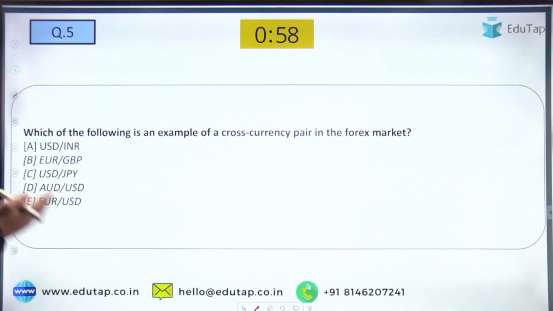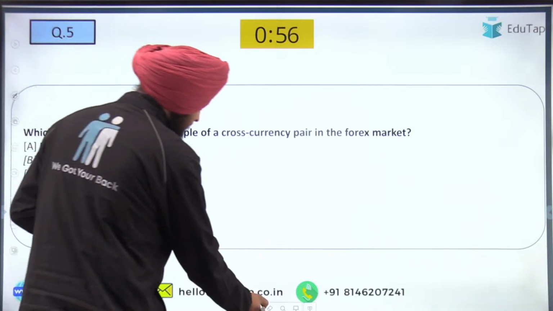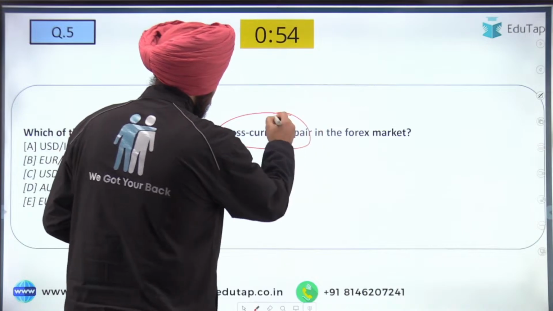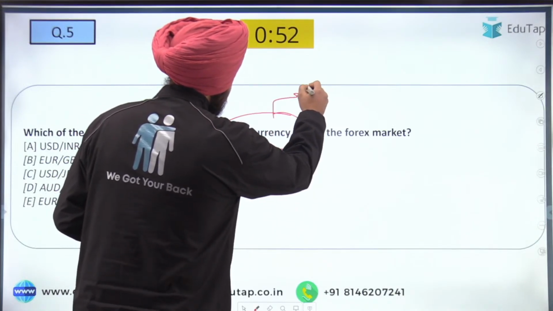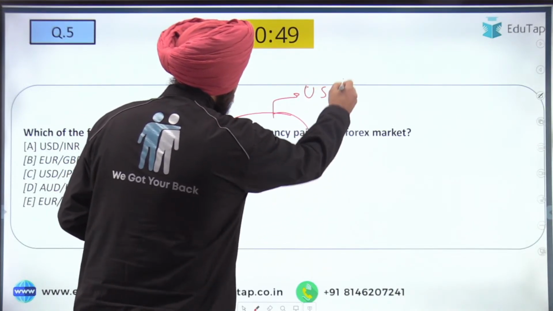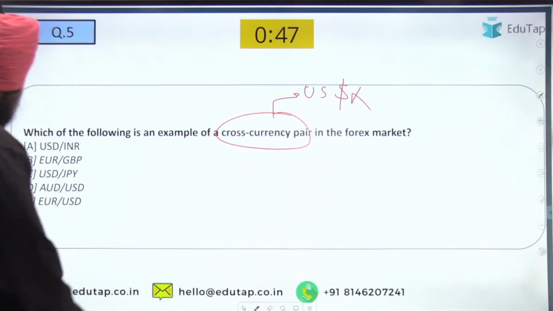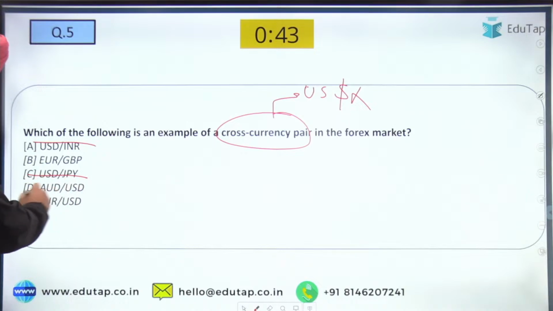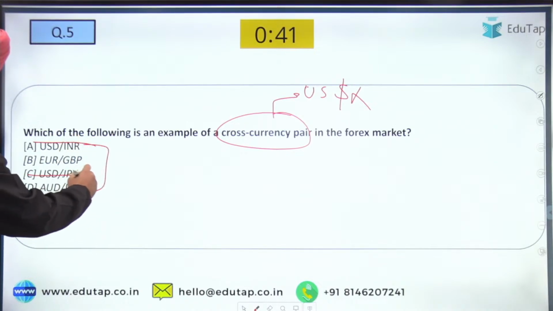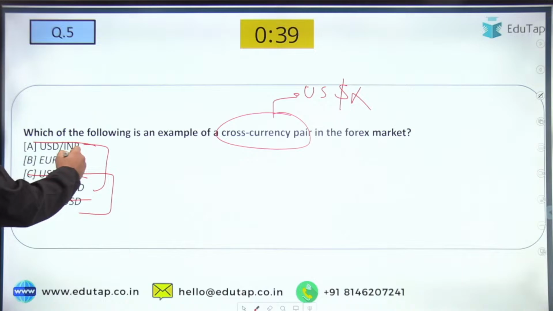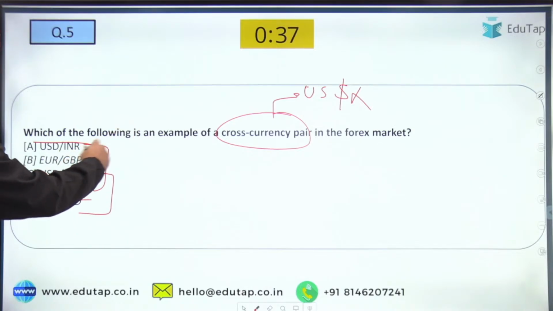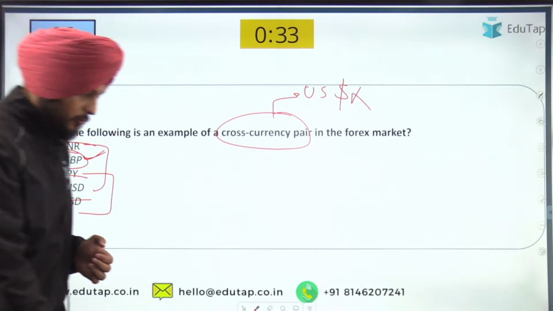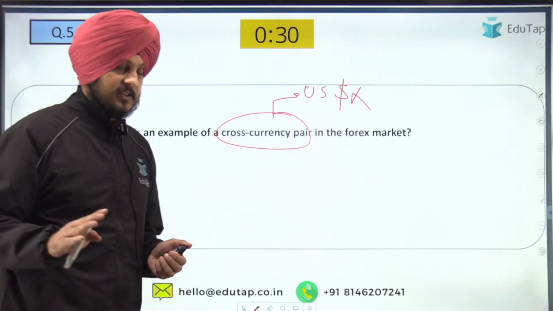So basically, what do we understand by cross-currency pair? Cross-currency pair means the exchange between two currencies that does not include the US dollar as a part of it. So if you see these options, easily you can eliminate option A, option C, option D and option E, because all these options include the US dollar as a part of it. So the option that is left is option B. So B is going to be the answer to this question. Fine. And I hope it is clear to you.